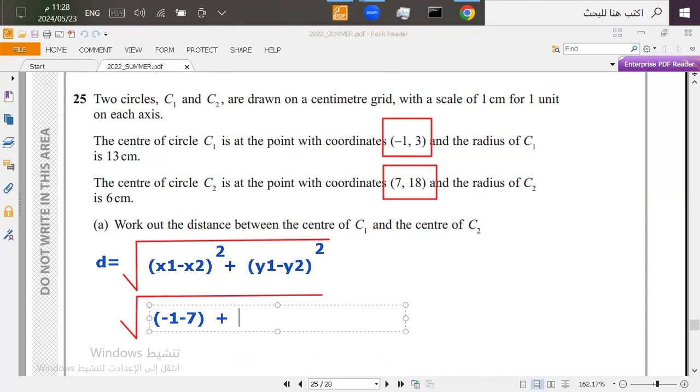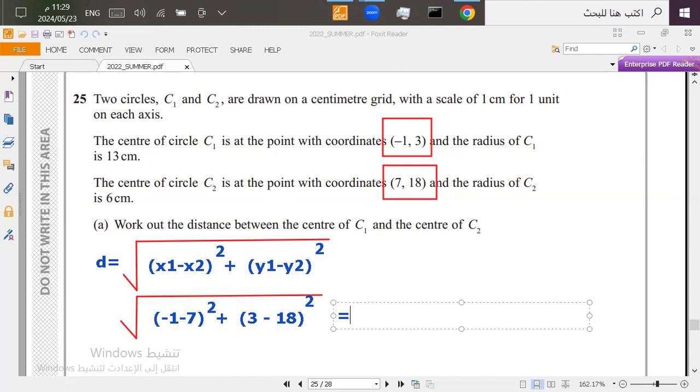And then plus brackets, same idea. We're going to put square, of course, here. Because this one is x1, this one will be y1. So 3, and then minus y2, which is 18, and then all squared, okay? So this one will be squared, and this one will be squared. Now, you can put the whole thing in the calculator, and it will give you the distance correctly. Let's put the whole thing in the calculator to find the answer, okay?